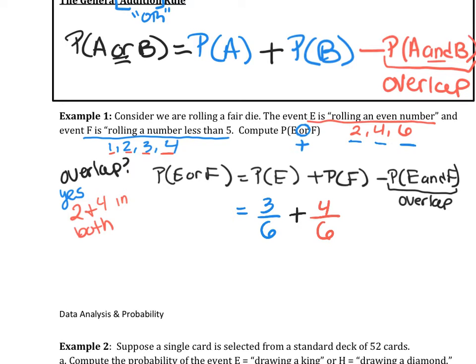But if we just left it at that, we counted the 2 and 4 in both of them, so we double counted those. So we have to subtract the overlap, and we have 1, 2 outcomes in that overlap, so it would be minus 2 over 6. Okay, so then we just do this addition and subtraction. Adding and subtracting fractions, the denominator stays the same. 3 plus 4 is 7, minus 2 is 5.